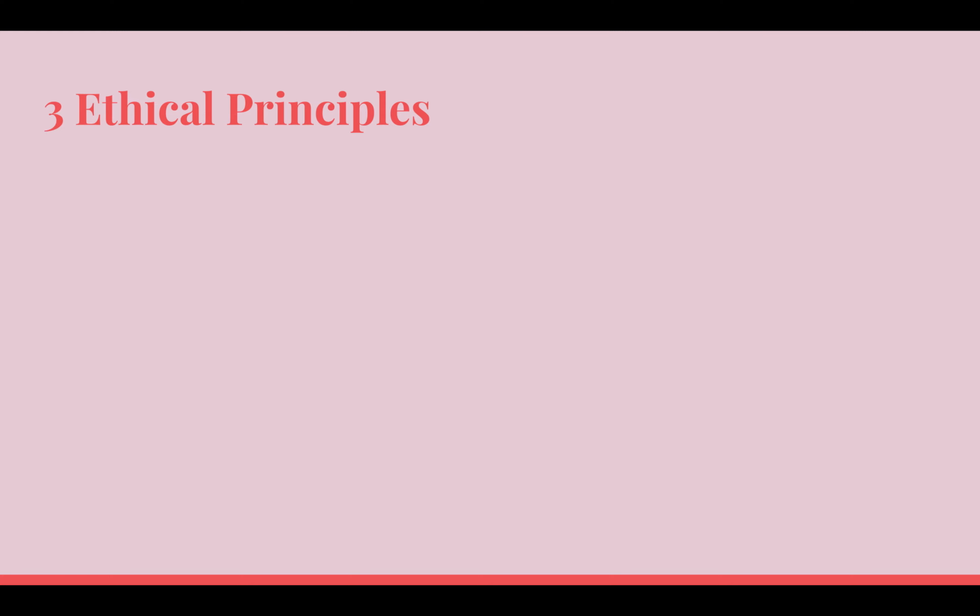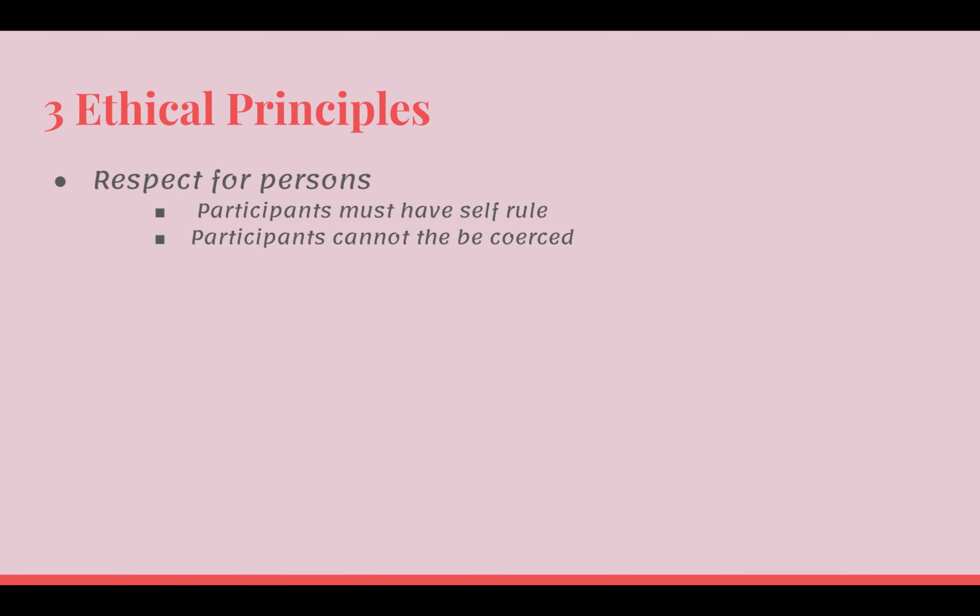Three ethical principles. The Belmont Report stresses three main ethical principles. Firstly, there's respect for persons, meaning that participants must have self-rule, basically, which means they have to be able to make a decision regarding participation and they must know all the risks/benefits of the research. Additionally, participants cannot be coerced, especially children, prisoners, and other people that would be more likely to be coerced.